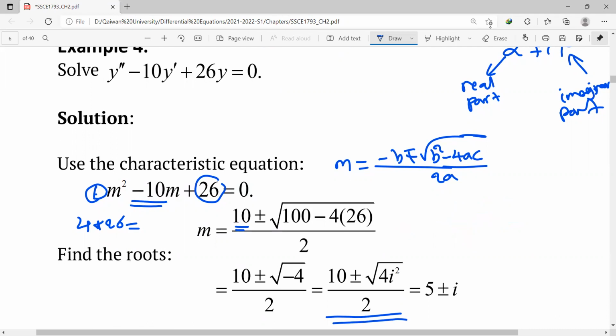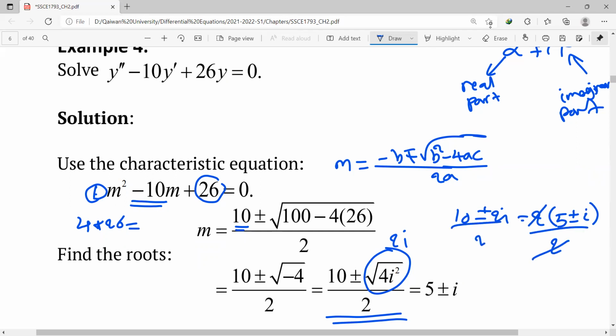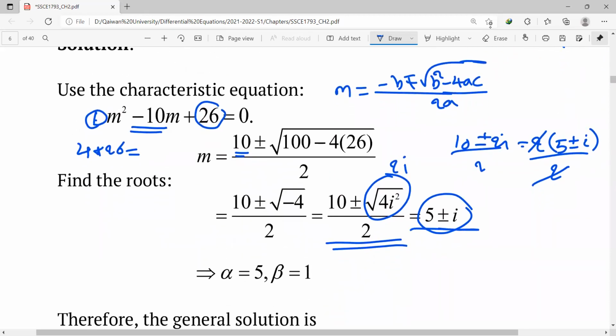Now we get this. Here it's 2i. If we take it out of the square root, we get 2i. Now, if we take a common factor between the numerator terms, we have 10 plus minus 2i. If we take 2 as the common factor, what's left? 5 plus minus i. This 2 with the denominator is going to cancel out, and we get 5 plus minus i. These are the values of m. This is a complex number.